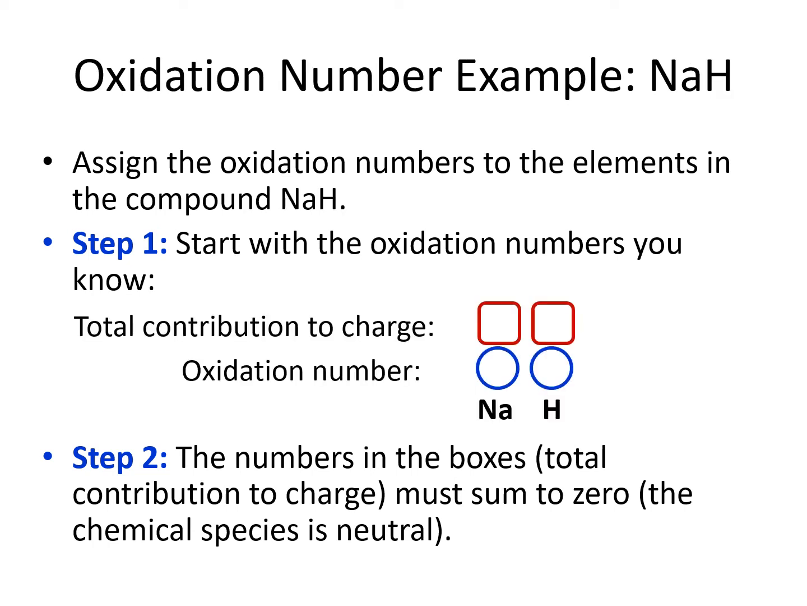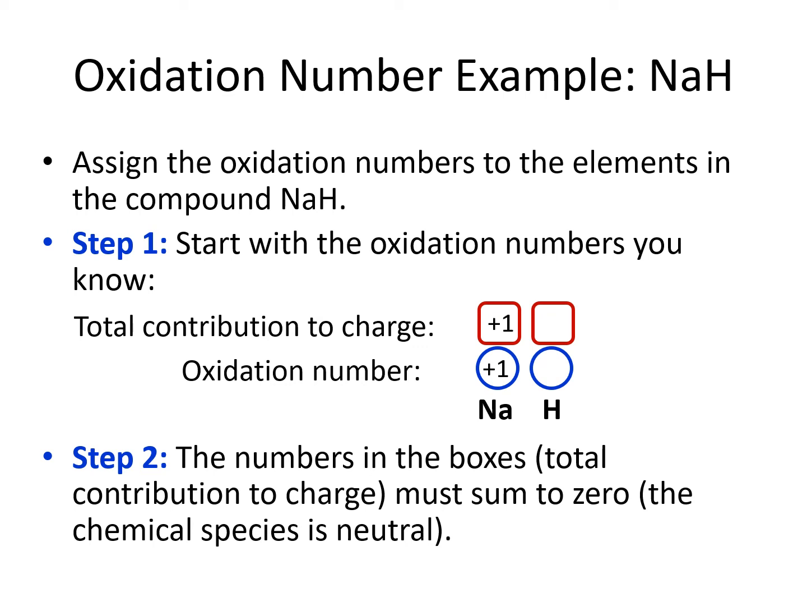Let's look at sodium hydride. Again, we've got 2 things on our list. Sodium's in group 1A, and we have hydrogen. Since sodium is in group 1A, it has higher priority, so it gets a +1. There's only one of them, so it has a total contribution to charge of +1.